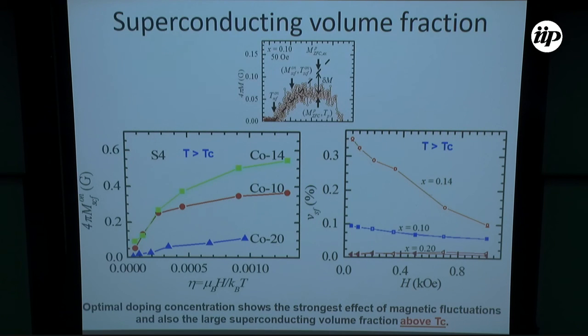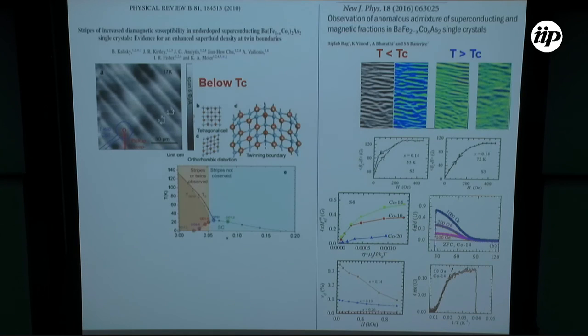We can measure the superconducting fraction also from this magnetization data. If you look at the superconducting fraction above Tc, for the optimally doped sample, which has the highest Tc, the fluctuations that you see above Tc are the largest. It is smaller for the underdoped sample and smallest for the overdoped sample. Similarly, the optimally doped sample with the highest Tc also shows the strongest magnetic fluctuations. So it appears that magnetic fluctuations may in some way be aiding superconductivity, and there may be a correlation that the sample with the highest Tc also shows the strongest effect of magnetic fluctuations.